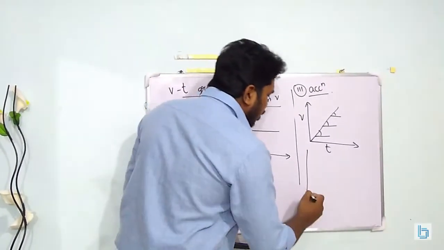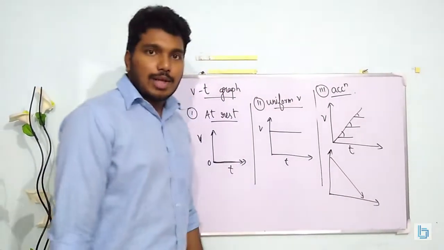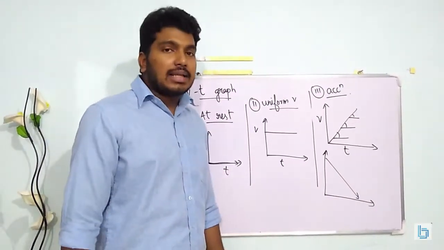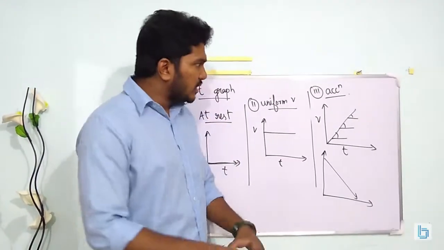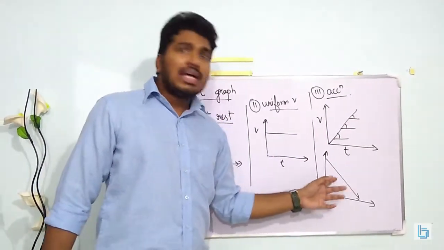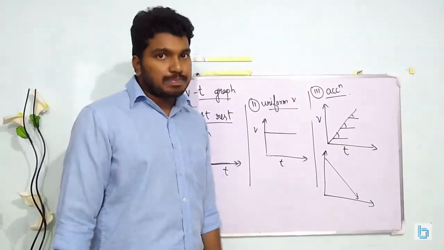Now, if it is retardation or deceleration, the slope will be something like this. It will be a negative slope, indicating that a retardation is taking place here. So this is a positive slope and this is a negative slope. So this can represent retardation.